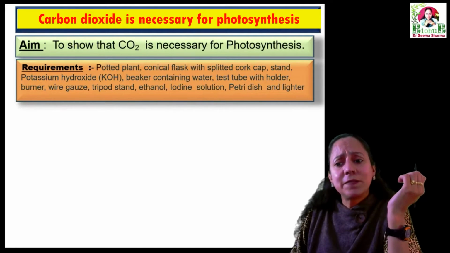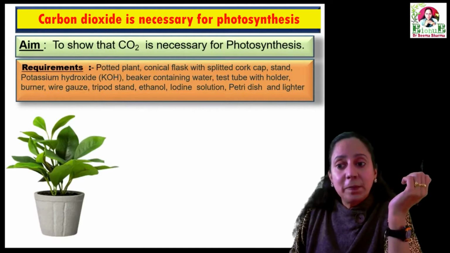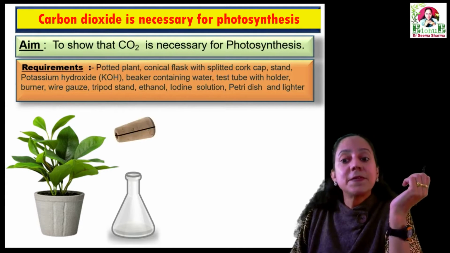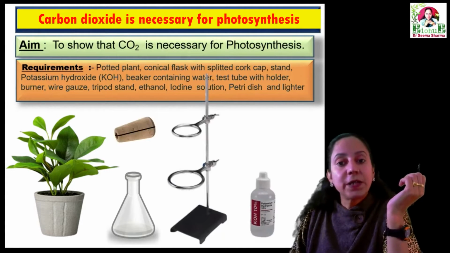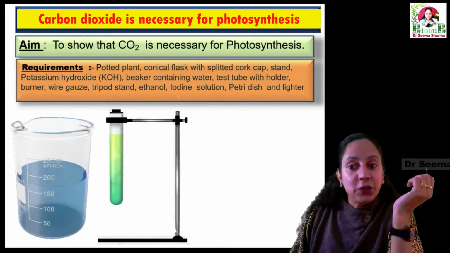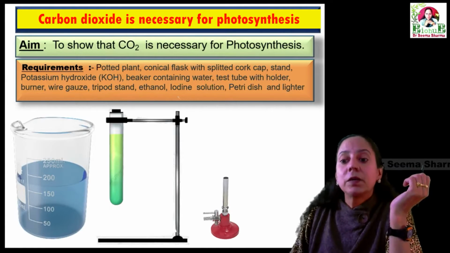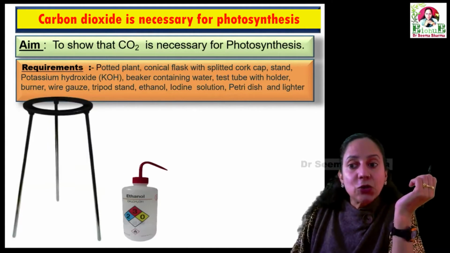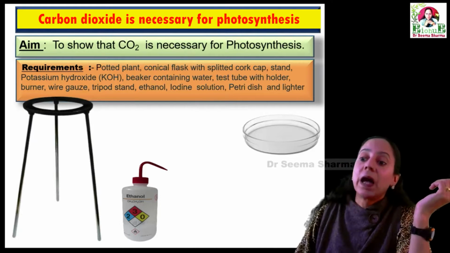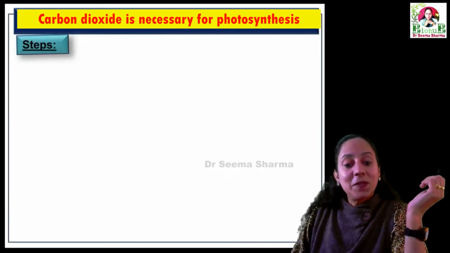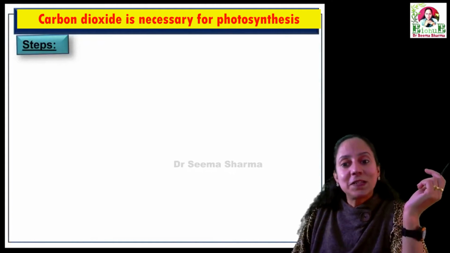To carry out this activity, we need potted plant, conical flask, split cork cap, stand and potassium hydroxide. We also need beaker containing water, test tube with holder, Bunsen burner, wire gauze, tripod stand, ethanol solution, petri dish, iodine solution, forceps and lighter. So now coming to the steps to carry out this activity.